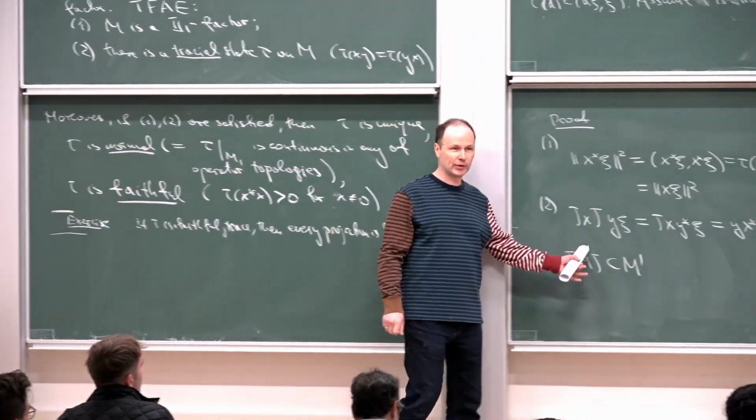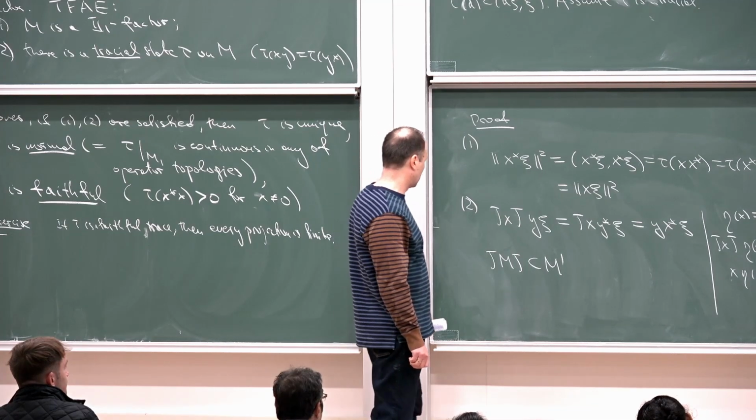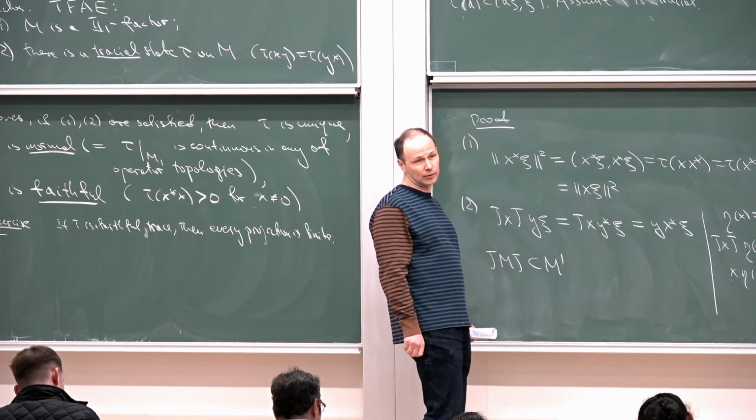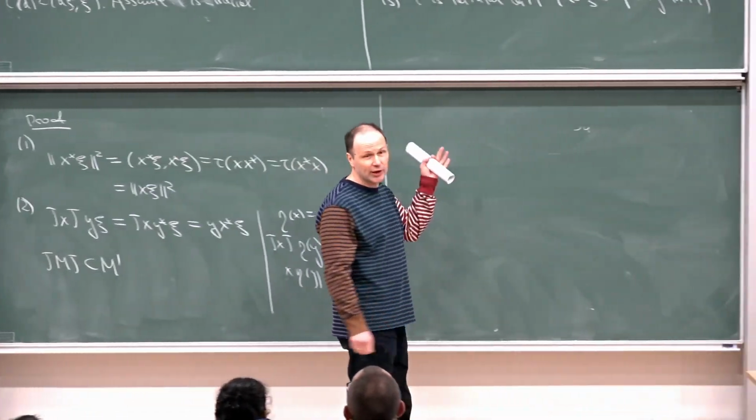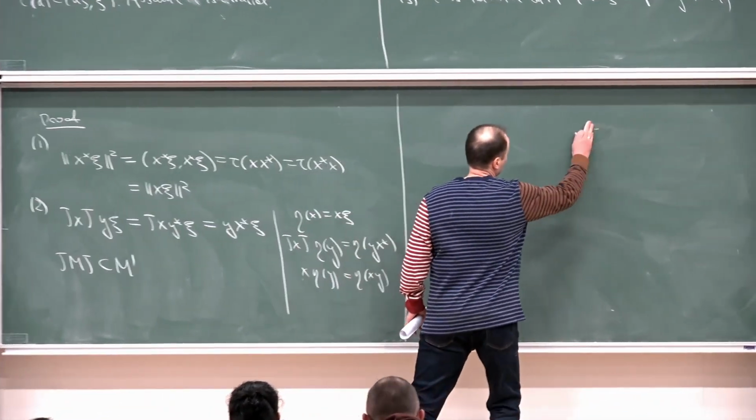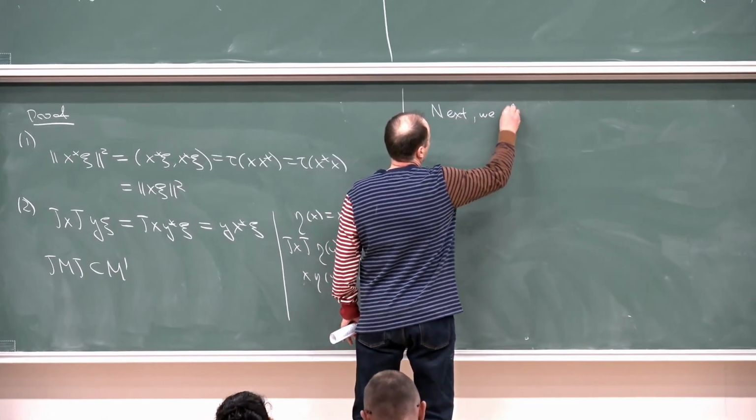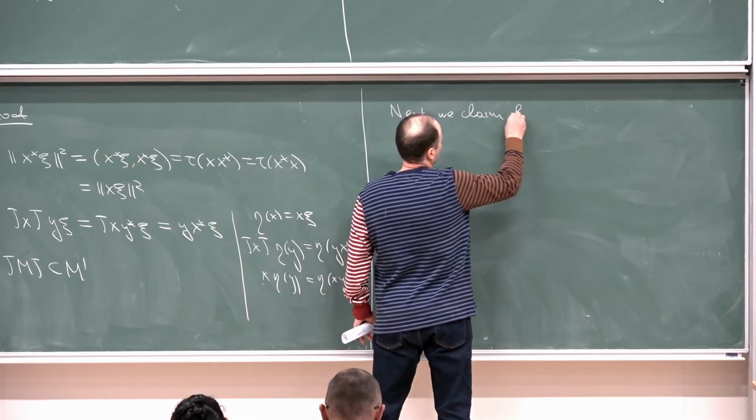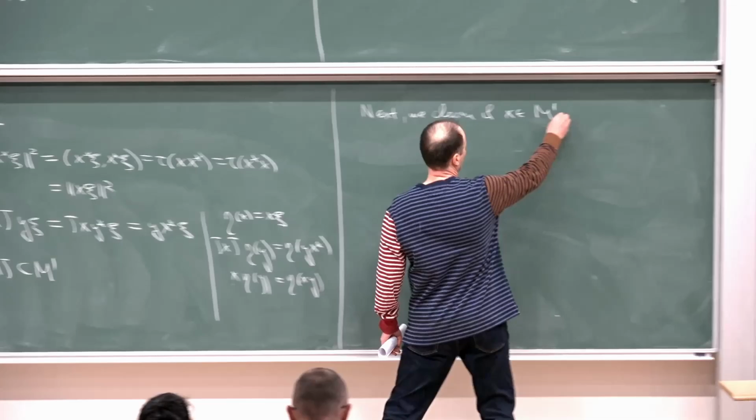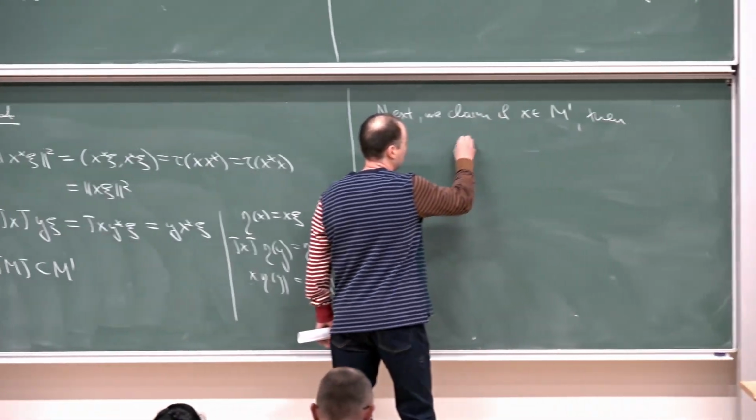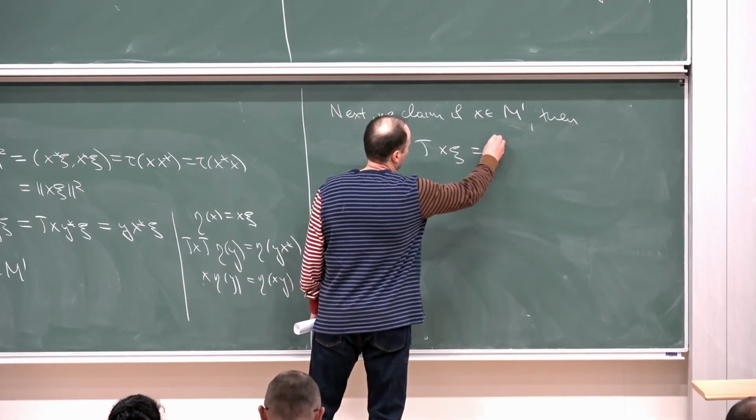We want exact equality rather than this inclusion. And for this, we can try to repeat the same, but now replacing the commutant with M itself. But for this, we have to be sure that our J does the same thing. So let's try to do it. Next, claim that if X is an element of the commutant, M prime, then J does exactly the same thing as before, so that J x psi is actually x star psi.